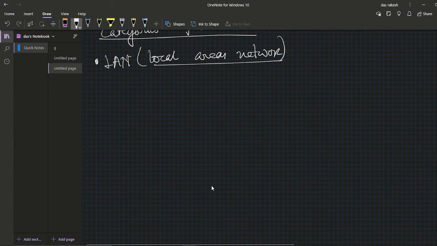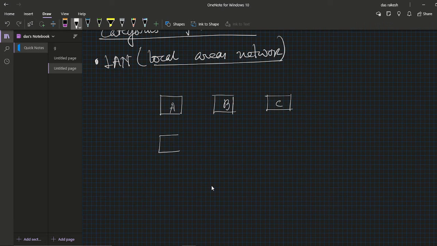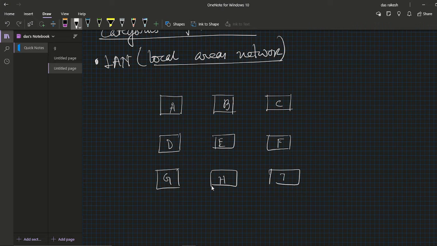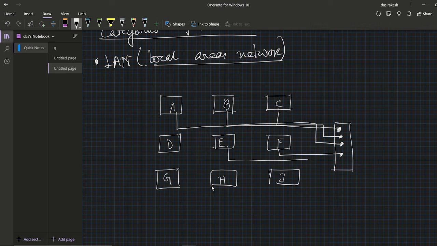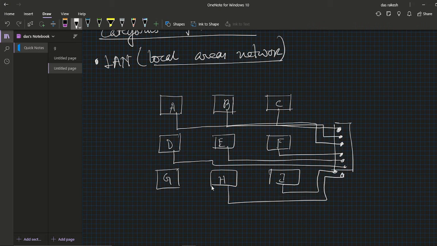Say, for example, there are several computers connected. This is computer A, this is computer B, this is computer C, and this is computer D, and there are computers E, F, G, H, I. Assume that these computers are connected through a local bus or local hub. From this local hub, all these computers are connected. This type of connection is basically known as a LAN, or local area network. This network is also known as a star network, because from this hub all computers are connected.